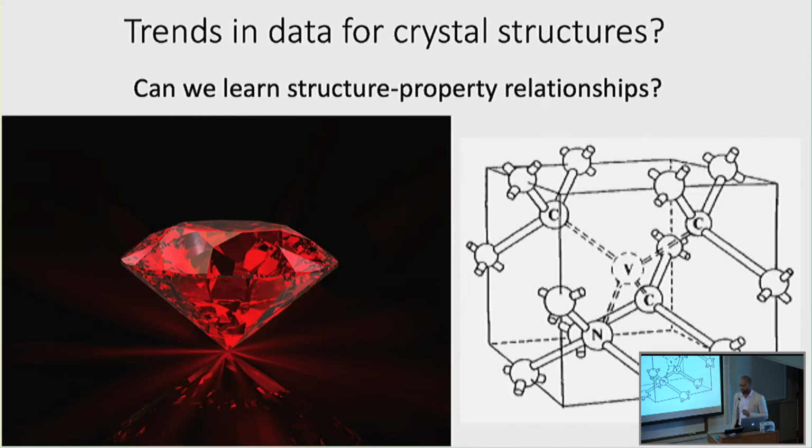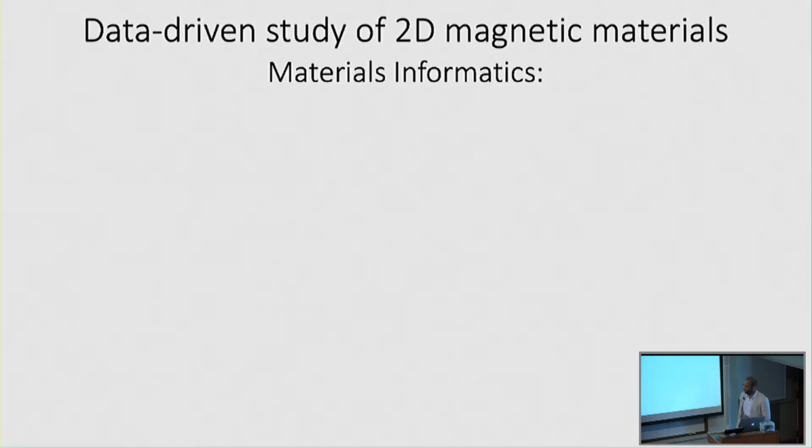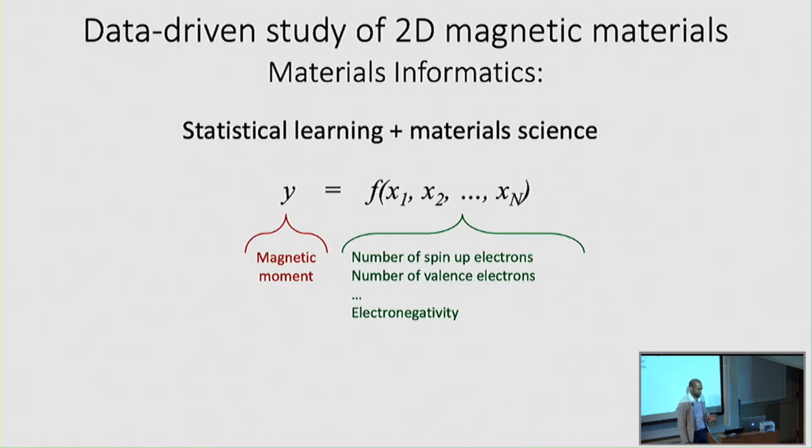And the question is, can we learn structure-property relationships using machine learning? Now, my goal is to do a similar study, or use this framework, for understanding 2D magnetic materials.